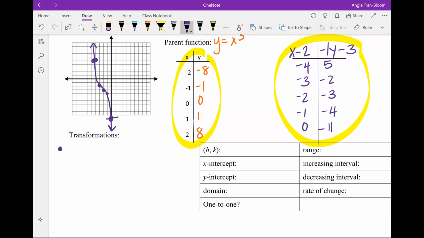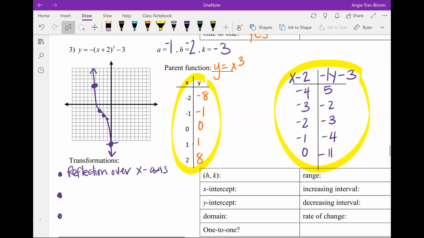Transformations, we have 3 dots. 1, 2, and 3. The negative A, Kenzie, state that for me. What kind of transformation is that? Over the y-axis. Good. Next question. Negative 2 for H. What kind of transformation is that? Shift 2 units to the left. Good.